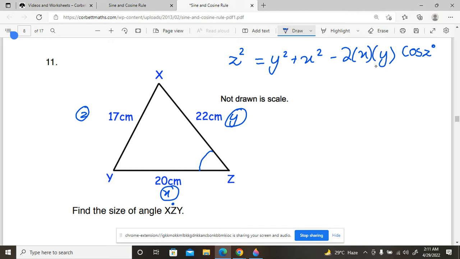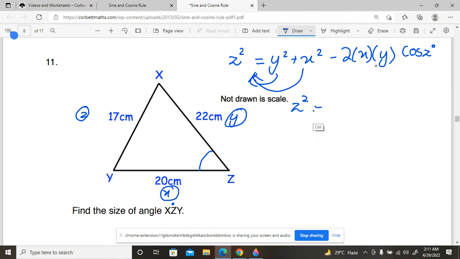So first of all do the subject making, because cos z is unknown in the question. We have all of the values, so we need to make this subject. So subject making is very important in exam. So z square is on the left hand side of the equation, so y square and x square will move towards the left hand side like this.